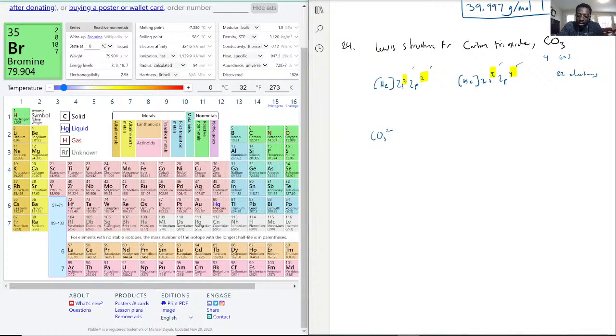So let's see here. We have carbon in the middle. Okay, it's going to share 2, 3. Carbon trioxide. And now oxygen still has 1, 2, 3, 4, 5 more that it wants. And carbon is right now sharing 3. So just 1 more.